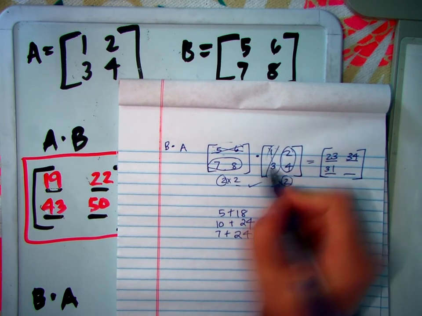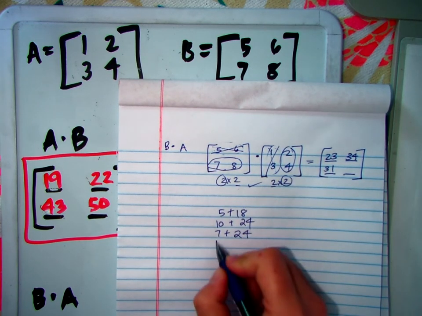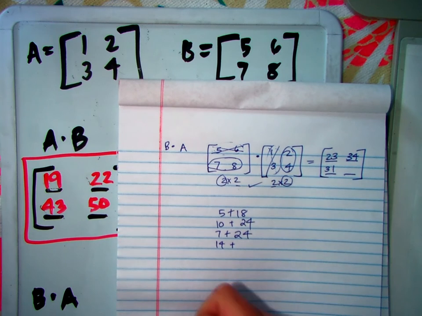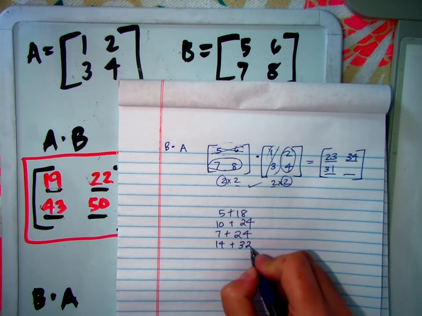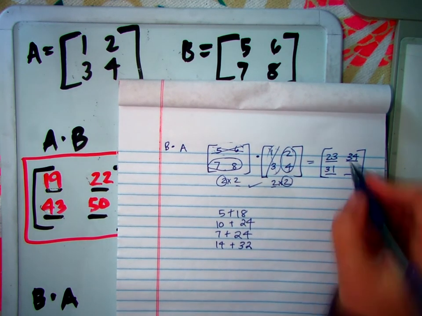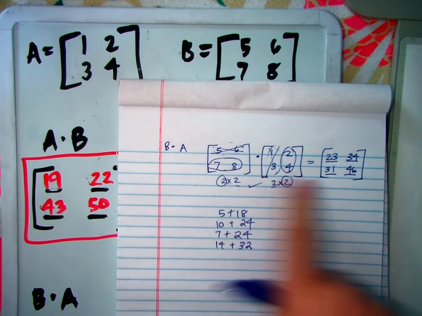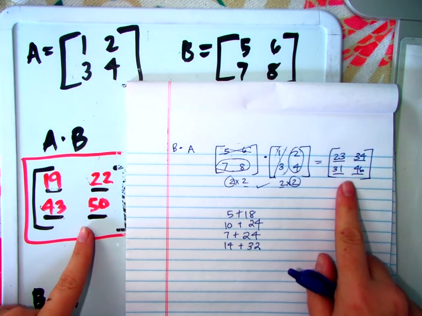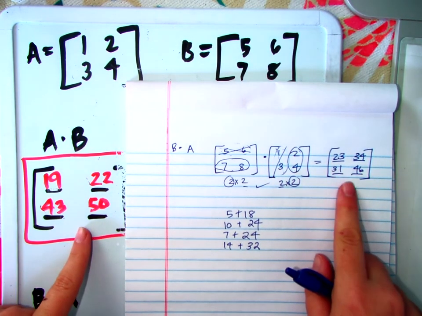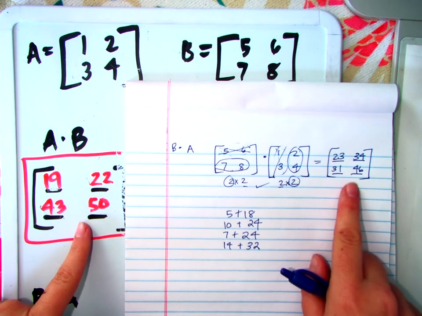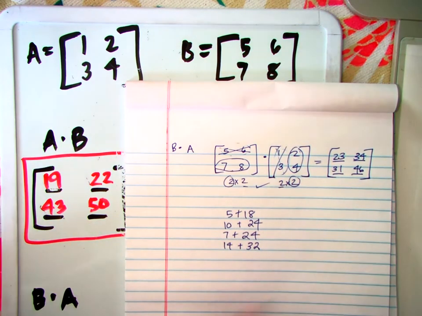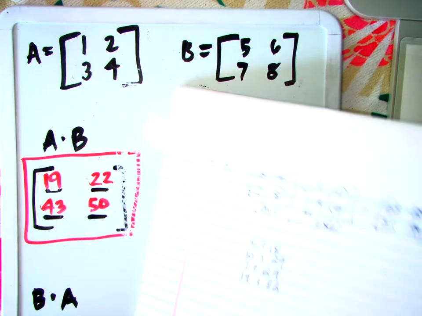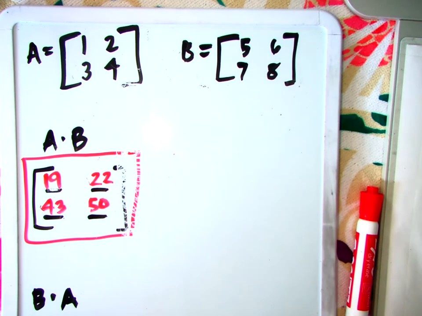So now I'm done with this guy completely. 7 times 2, 14, plus 8 times 4. All together, 46. So you can see these two matrices, while they have the same dimensions and we use the same matrices to get their product, the products are not the same. So matrix multiplication is not commutative.